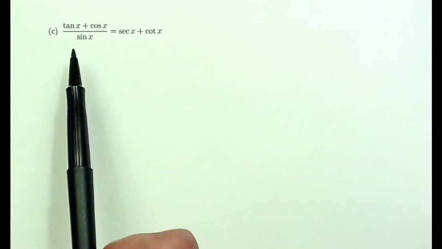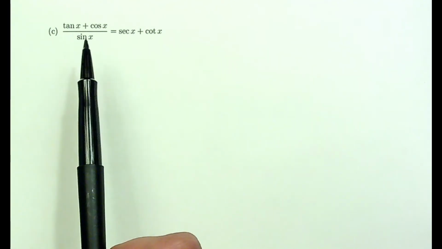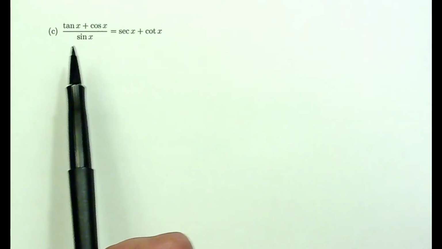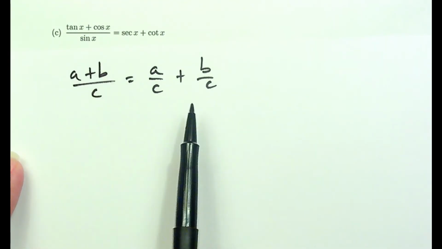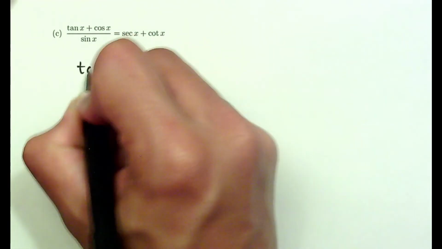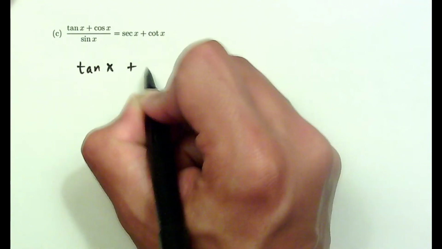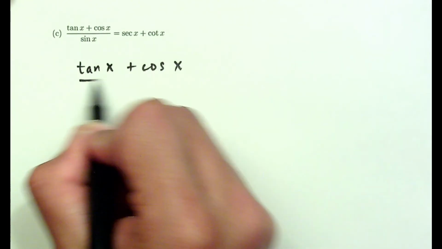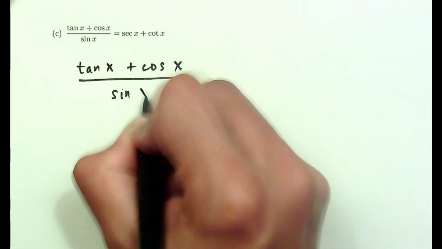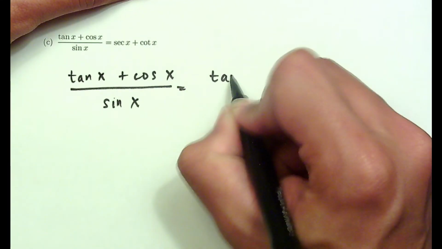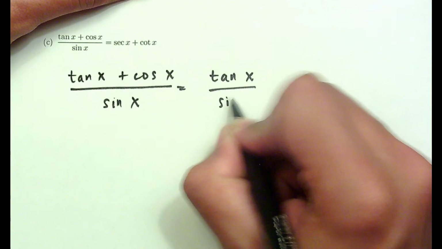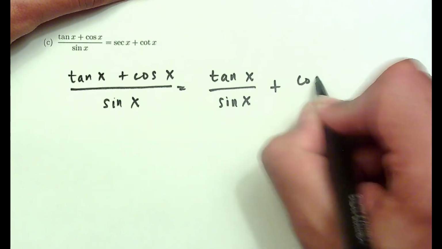So this is one of those where you have only one term on the bottom, and we did something like that already before. Remember when I showed you this trick? When you have only one term on the bottom, you can split it up. So that's one way to start. We're going to use that trick here. Okay, so splitting this up, that means tangent over sine plus cosine over sine.